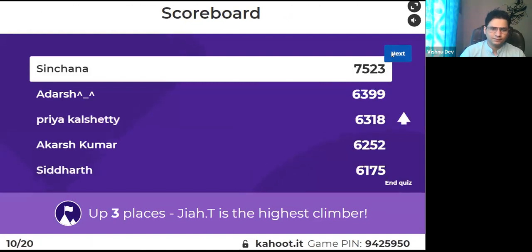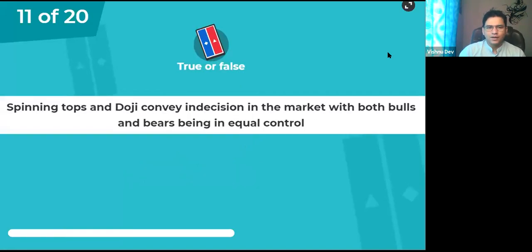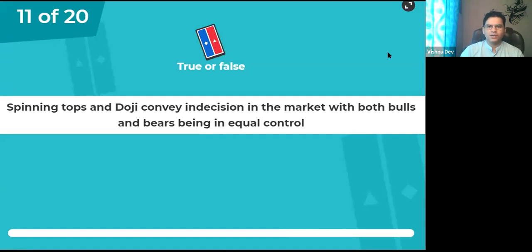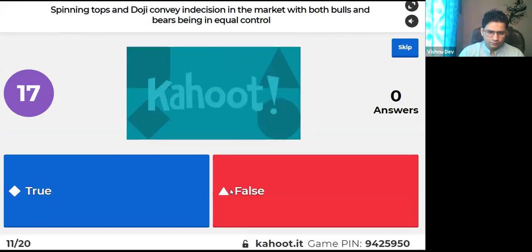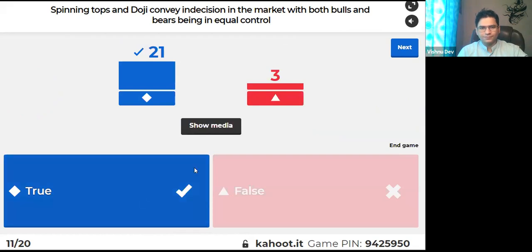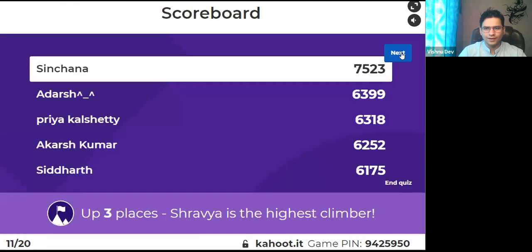Spinning top and doji convey indecision in the market, with both bulls and bears being in equal condition. The answer is true, right? The answer is true because indecision means neither the bulls nor the bears are in control. Both are fighting. Both will be fighting.